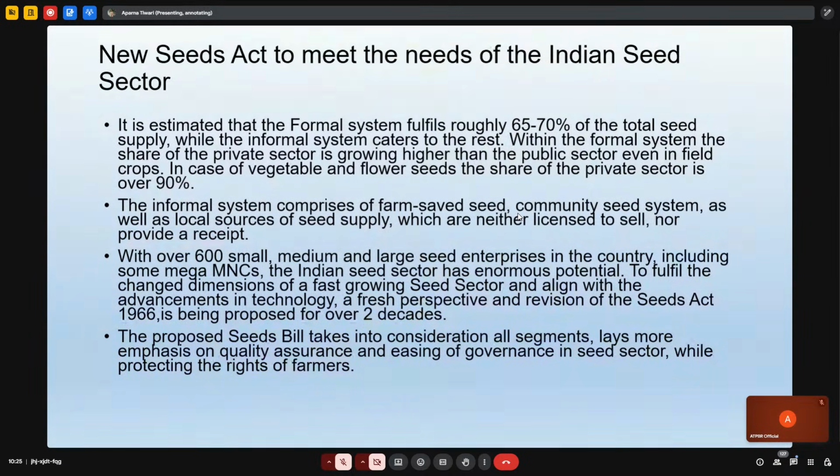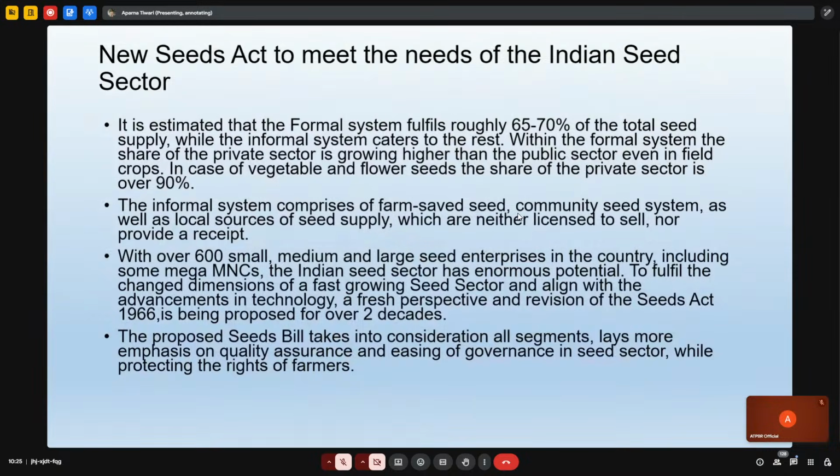Therefore, by ensuring that the farmers get good quality seed of proper varieties, it is for the advantage of the farming community. Now, the public sector as well as private sector play important roles. In fact, today, private sector's share, even in the field crops, is more than the public sector. And in horticulture crops, as we all know, it is almost more than 90% in the private sector.